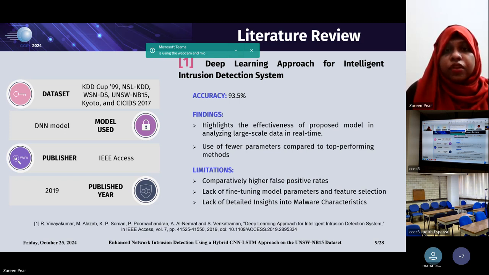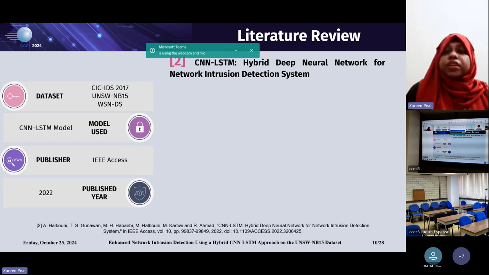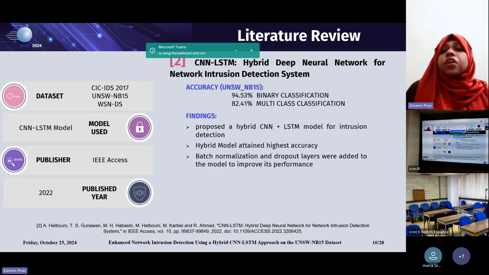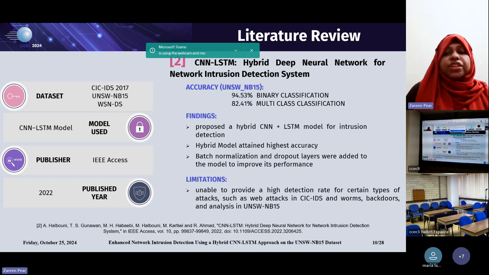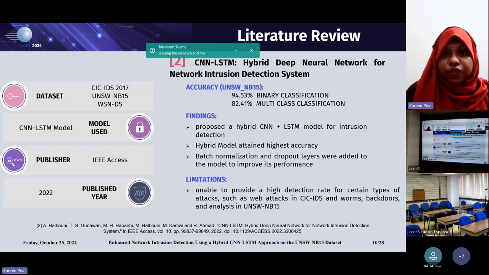Also, the second study, CNN-LSTM Hybrid Deep Learning Neural Network for Intrusion Detection Systems, applied three types of data set, which are CIC IDS 2017, UNSW NB15, and WSN-DS. They applied a CNN-LSTM model, which is a hybrid model, and attained almost 94.53% for binary classification and 82.41% for multi-class classification. They introduced a hybrid technique with two individual models, CNN and LSTM. They mentioned difficulties with the multi-class situation, so it is a limitation for them.